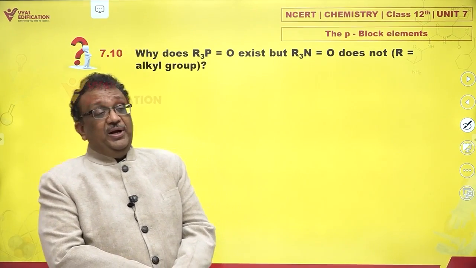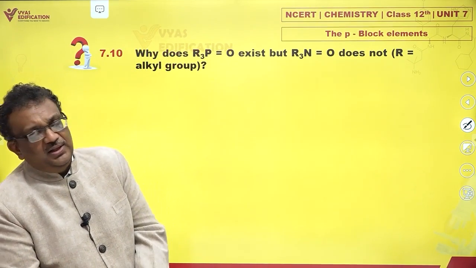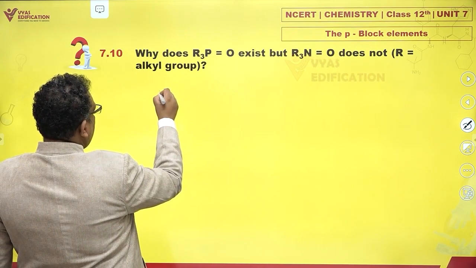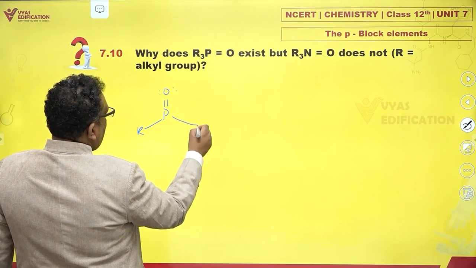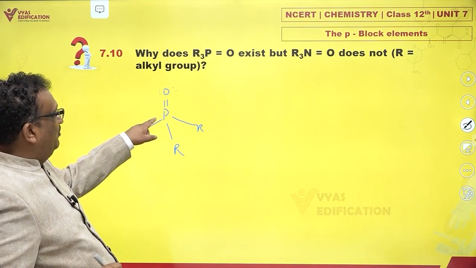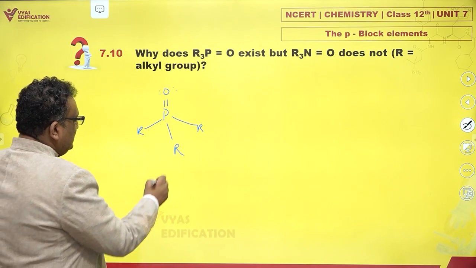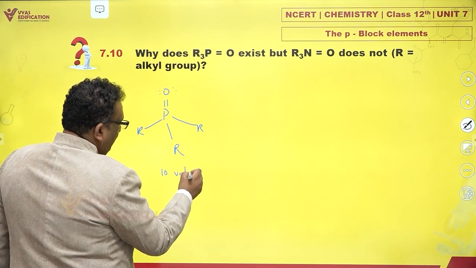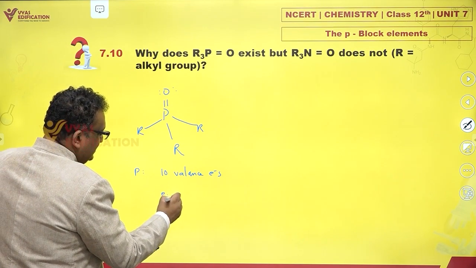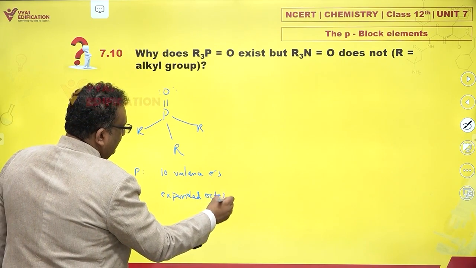Why does R3P=O exist but R3N=O does not? Well, that's very simple. Let me draw the structures. If you have R3P=O, just count the number of bonds formed by phosphorus: 1, 2, 3, 4, 5. Phosphorus has 10 valence electrons. This is a case of expanded octet.